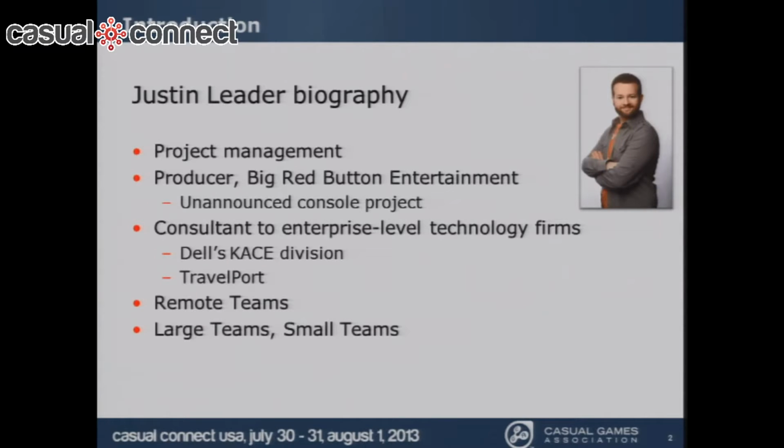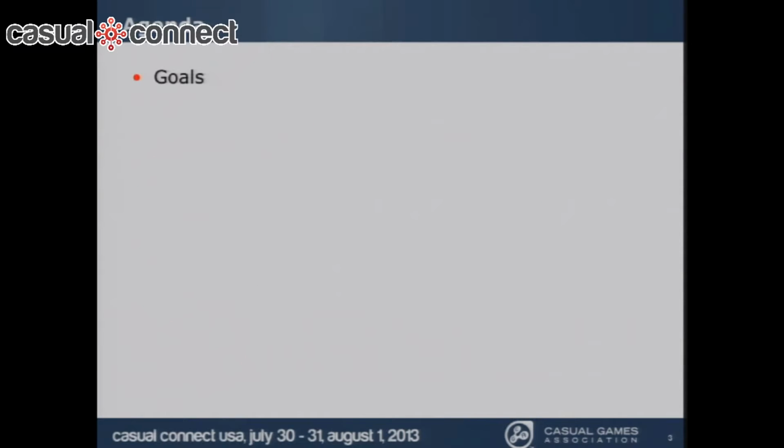I've also worked a lot with large teams and small teams. I've worked with large teams at small companies working on one project, and I've worked a lot with small teams at huge companies with divisions that have 500 developers, and each team works differently and trying to find a way to come together. The agenda for today, we have very little time.